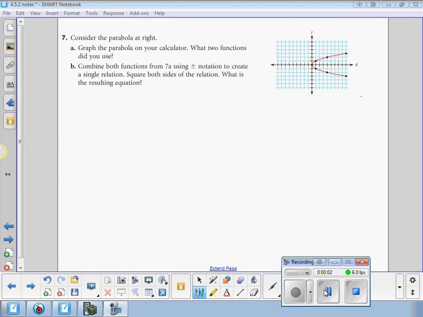Considering the parabola at the right, it looks like a parabola laying down on its side, right? Everybody agree? It's kind of laying down. All right, we're going to graph it on the calculator. What two functions would we have to use in order to graph this?